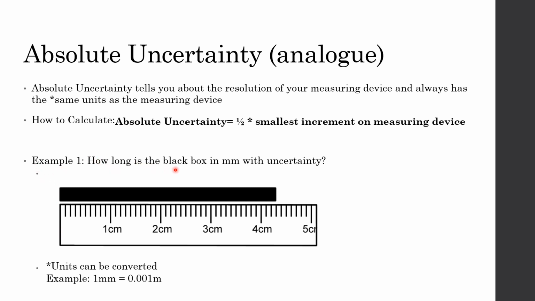Now you can see here that's not exactly what we're asking for, right? We're asking how long is this black box in millimeters with uncertainty. So we want to put it in the standard format of measurement uncertainty format. We can see by looking at this black box here that it comes out about 3 notches after the 4. So that means that it's about 43 millimeters long. And as we talked about before, the uncertainty is a 1/2 millimeter. So we find that the answer to the question for example 1 is 43 plus or minus 1/2 millimeter.